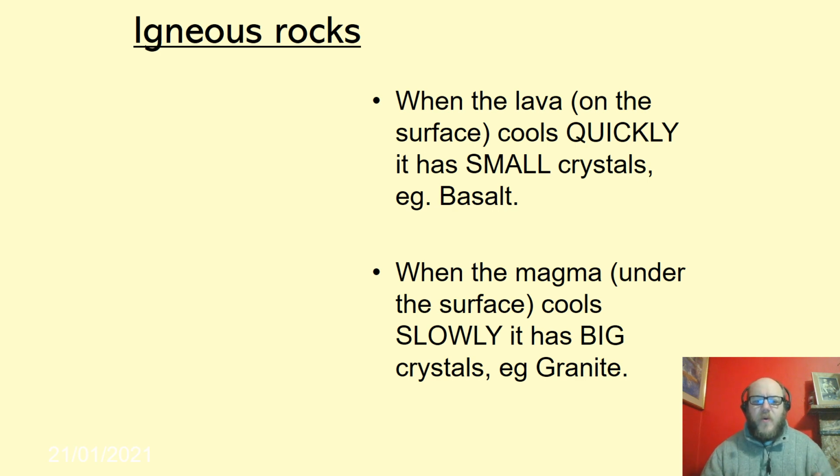If lava or magma cools really quickly, you get these small crystalline structures like pumice stones and basalt. But when the magma has got time to cool, so for example underneath the surface of the earth, you get massive crystals forming, and that's what happens with granite.